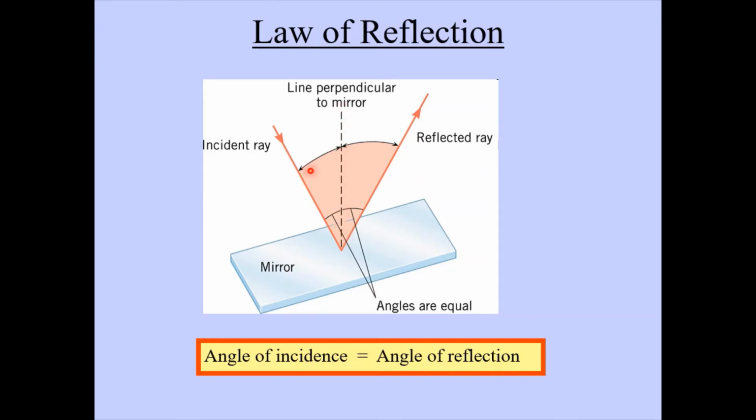So let's say in this example, this angle is 25 degrees. Well, the law of reflection tells us that this reflected ray, which bounces off the mirror, also has an angle of 25 degrees. This is the angle of reflection on this side.